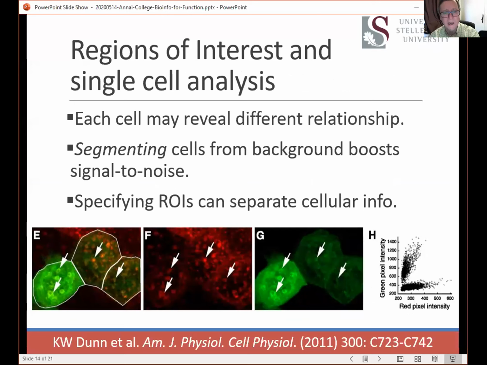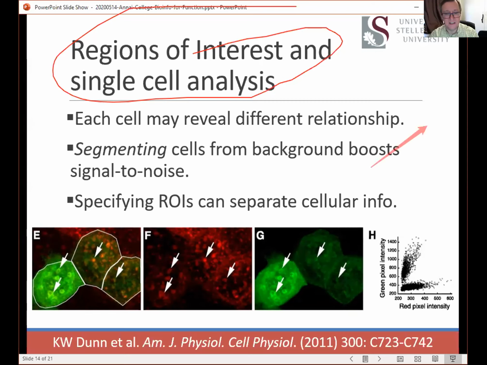Bioinformatics has certainly made its way into our analysis of imaging information as well. In this case, we have some regions that represent cells and some regions that represent background. We're specifying regions of interest and segmenting these images. If you were to look at G by itself, it's pretty clear that the cells, these green areas, stand out from the black background in which they sit. So segmentation is just saying what's foreground and what's background.